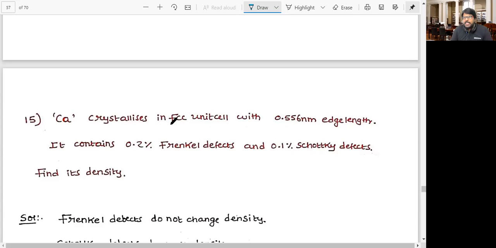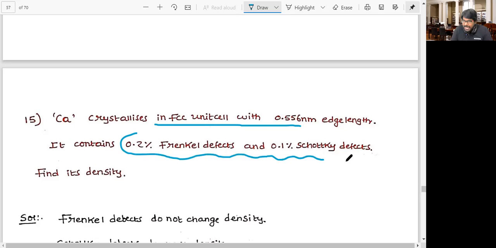Calcium crystallizes in FCC with edge length given, and it contains 0.2 percentage of Frenkel defects and 0.1% of Schottky defects. Both are present. But the logic is Frenkel defect does not change the density. Frenkel defect does not change the Z effective. Because Frenkel defect means the particle is migrating from its original site to an interstitial site, but it is not leaving. Z effective will not decrease because of Frenkel defect. So be careful there. Only Schottky defect will decrease.